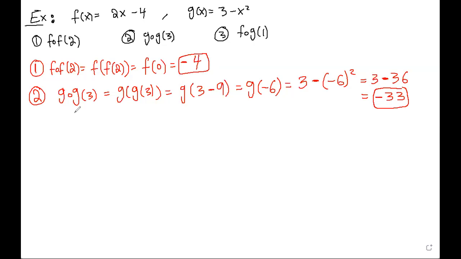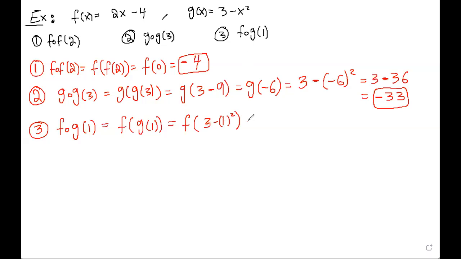Now for the last one, the third one. Who will do the third one? f circle g of 1. Okay, so it would be f of 3 minus 1 squared, f of g of 1, right? Let's do it step by step. What is g of 1? 3 minus 1 squared. What does that give me? And then f of, f of 2.